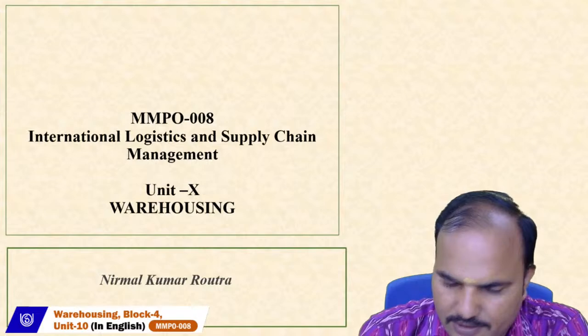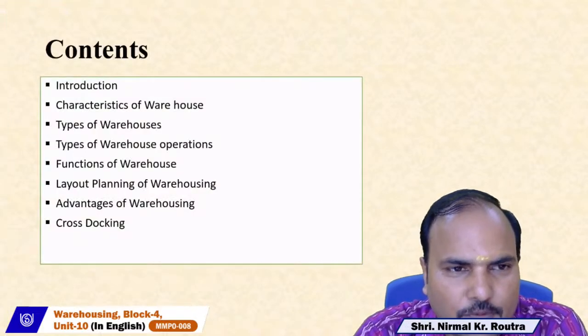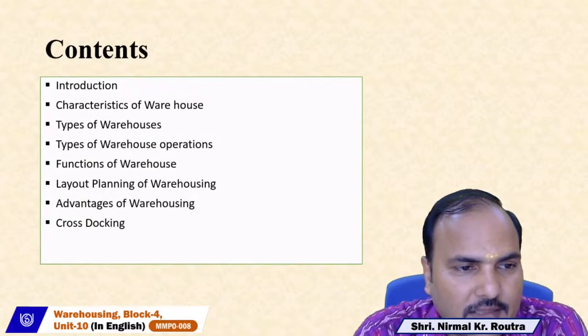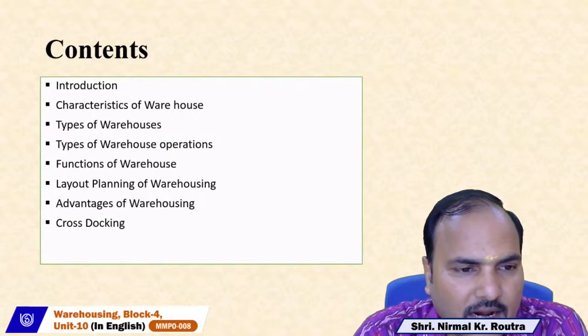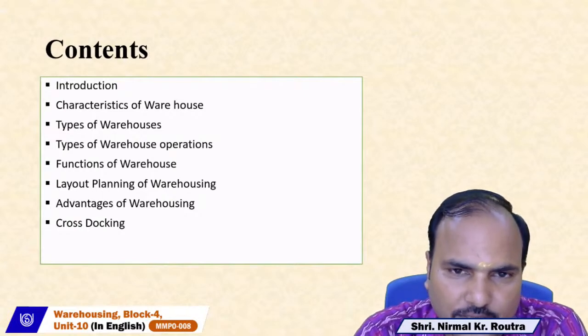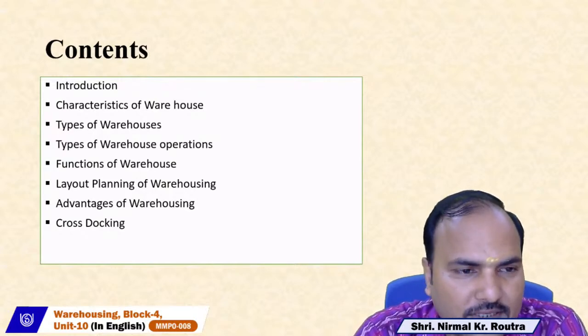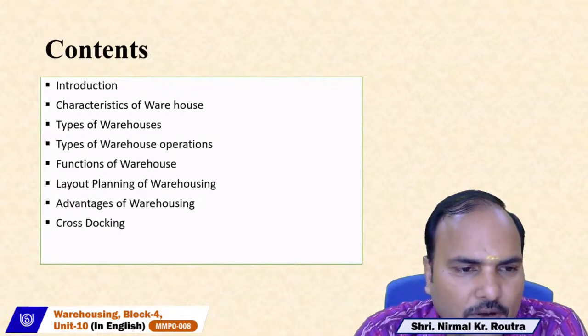So in this unit we will discuss the introduction, characteristics of a warehouse, the different types of warehouse, then types of warehouse operations, functions of warehouse, layout planning of the warehousing, advantages of the warehousing, and cross-docking. After completion of this unit, you will be able to understand all these points. And at last, I will discuss some small caselets for better understanding of this unit.